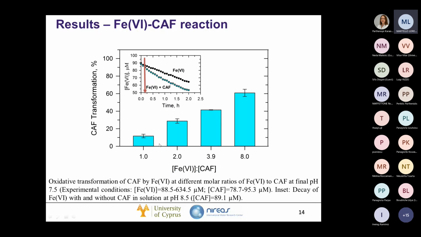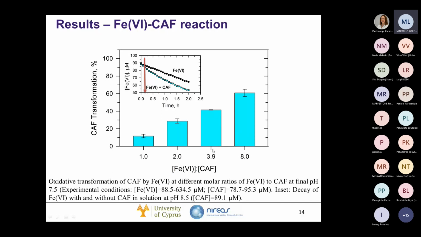And we can see an increased removal of caffeine when we increase the molar ratio of iron 6 to caffeine. And this was very interesting to us because, for kinetic studies based on initial rate, we didn't have the picture on the right yet. So we had only the picture on the left side of the red arrow. The two studies were contrary to each other.